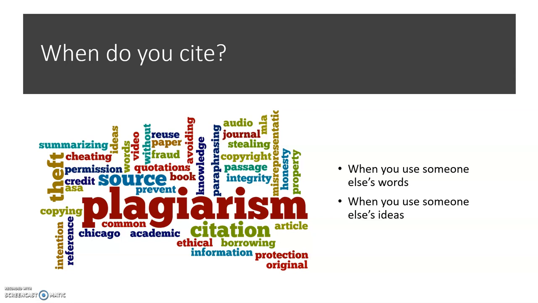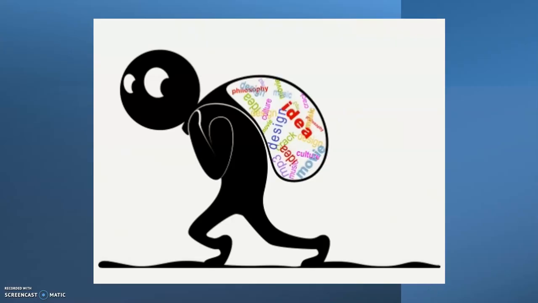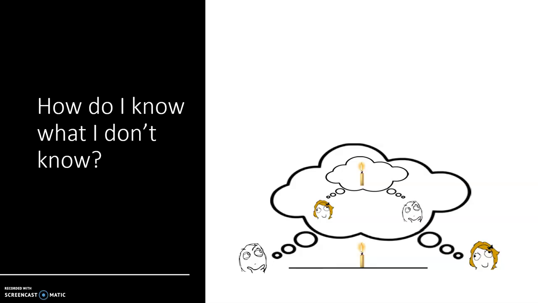If someone comes up with a proposition or an idea or a theory, whatever it might be, you need to cite it. Because not citing is like stealing. You know, it might not have a monetary value, but it's the same thing as stealing. So how do I know what I don't know? And that's the difficult part when you try to figure out what you need to cite and what you don't.